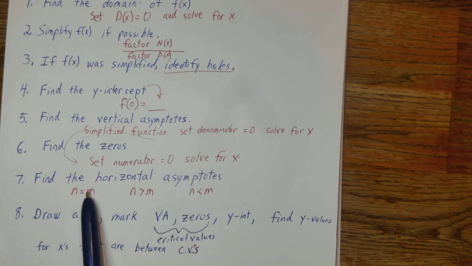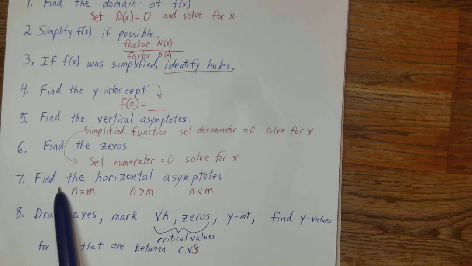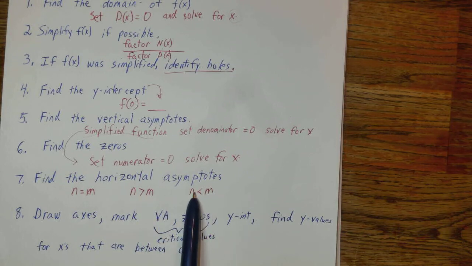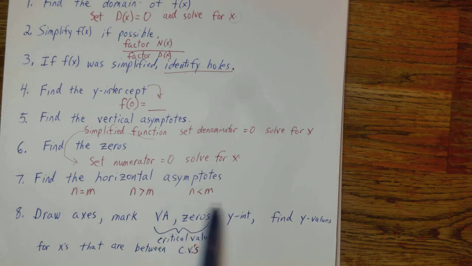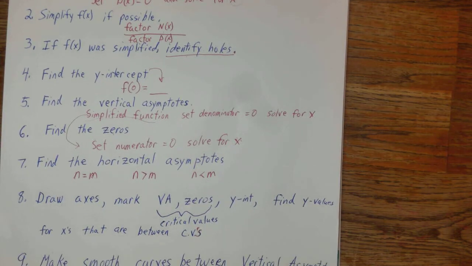find the horizontal asymptotes. Remember, n equals m. We had a way of getting that. If the degree of the numerator and the degree of the denominator are the same, the lead coefficient over lead coefficient, numerator over denominator, would be your horizontal asymptote. If n is greater than m, there is no horizontal asymptote. If n is less than m, the x-axis is the horizontal asymptote. y equals 0. All right, number 8.